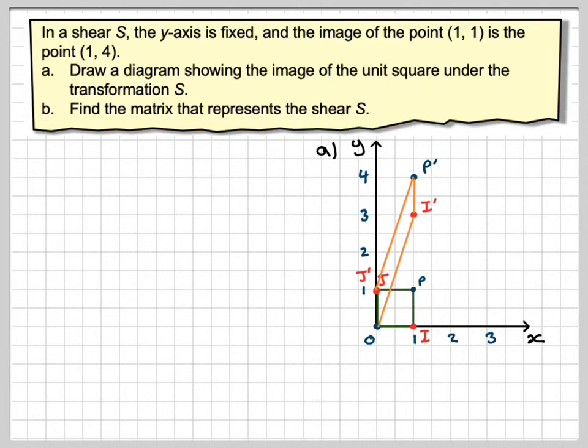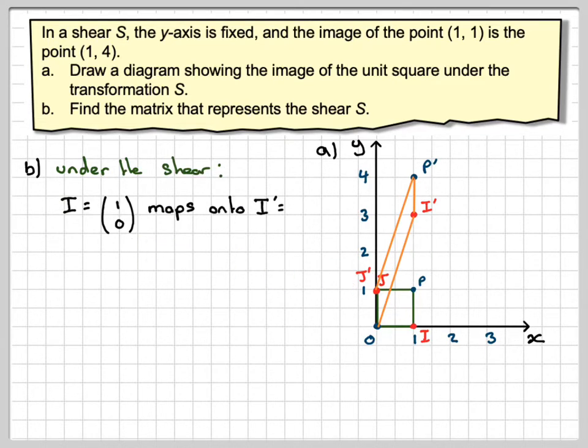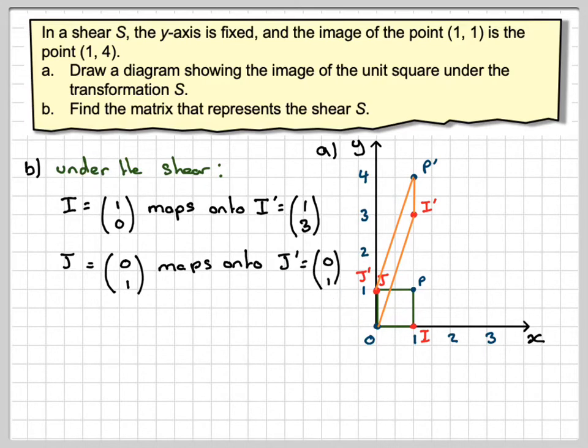Right, how do we actually find the matrix? Well, we find the matrix by looking at what happens to I under the transformation, the point (1, 0), the base unit vectors. So under the shear, the unit vector I, (1, 0), will map to the point (1, 3), and J, (0, 1), will map onto its same point, (0, 1), it's fixed. And we get the matrix by writing this one down as a column vector and this one down as a column vector. So S will be (1, 3; 0, 1). So that gives me the matrix that represents this transformation.